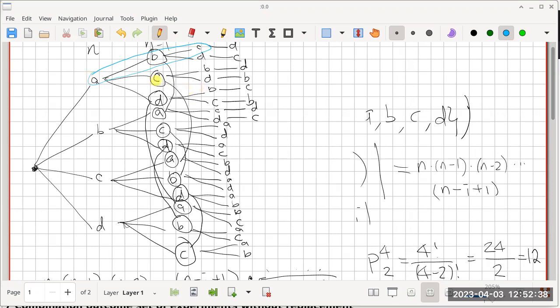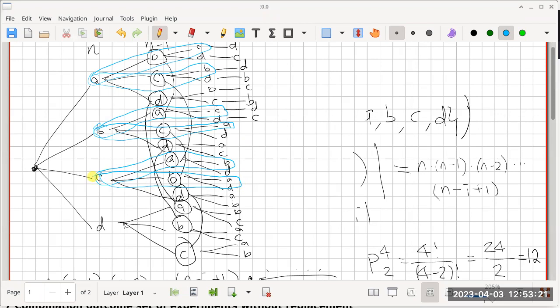So A, C, B is another way to arrange these three items, right? B, A, C is one way to look at those three items. B, C, A is another way. And then we have C, A, B as one way, and then we have C, B, A as the other way. Are we doing okay so far?